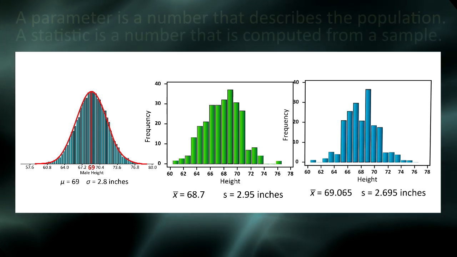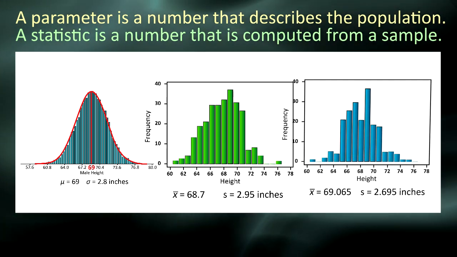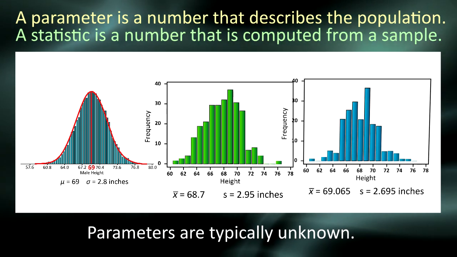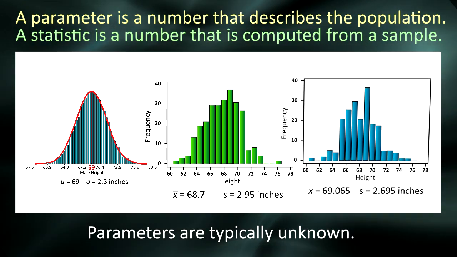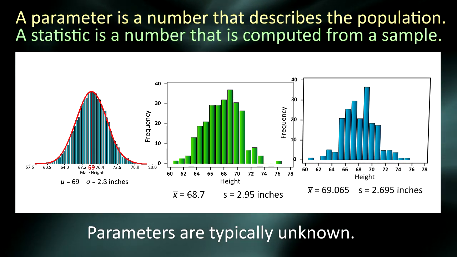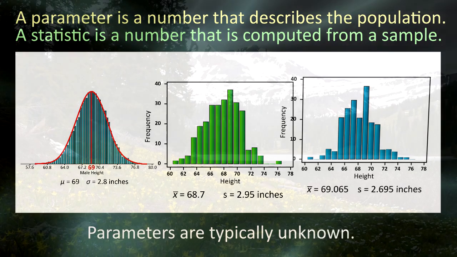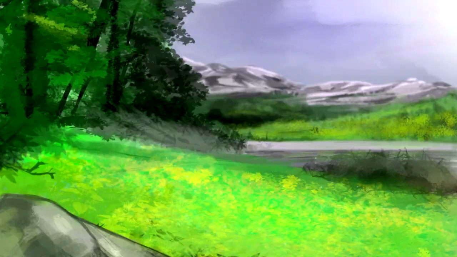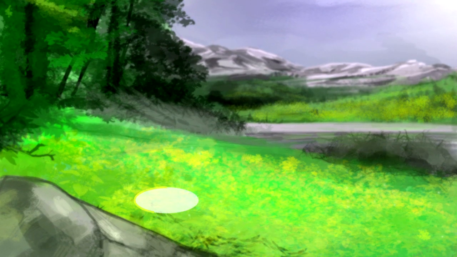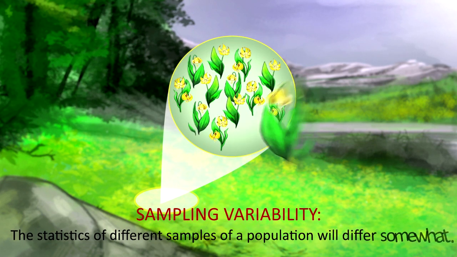sample. A parameter is a number that describes the population, and a statistic is a number that's computed from a sample. Parameters are typically unknown because it's impractical or even impossible to know exactly what values a variable takes for every single member of a very large population. Statistics are computed from samples, and each sample of a population is going to have different statistics. The statistics of different samples of a population vary. This is due to sampling variability.